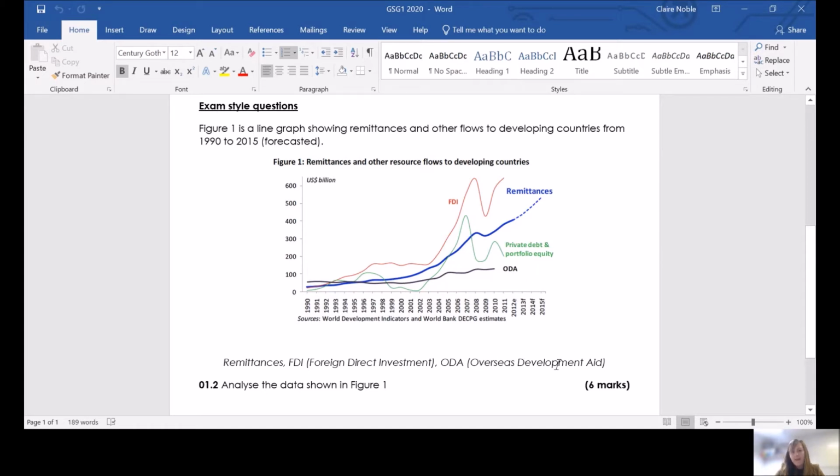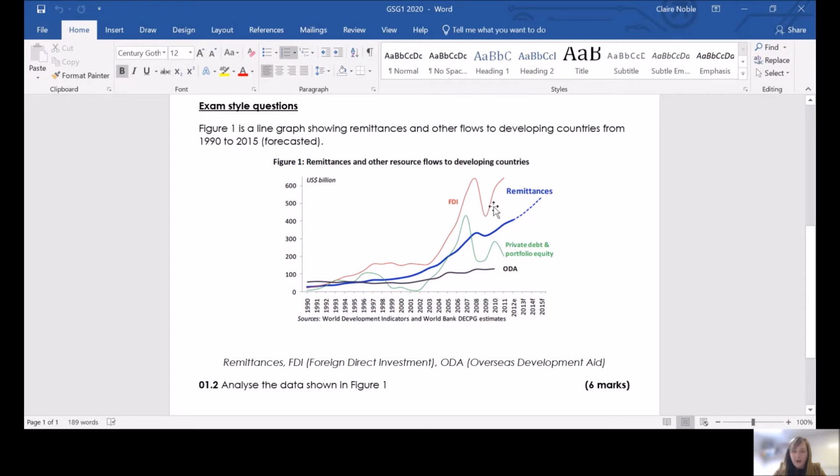It's overseas development aid. So in terms of analysing the data, you need to be able to describe what's happening. Make sure that you manipulate data as well wherever possible. So rather than just saying it's gone up from this to this, see if you can do some manipulation, and also consider whether there are links between any of the lines. And in fact, you can see that there absolutely are.